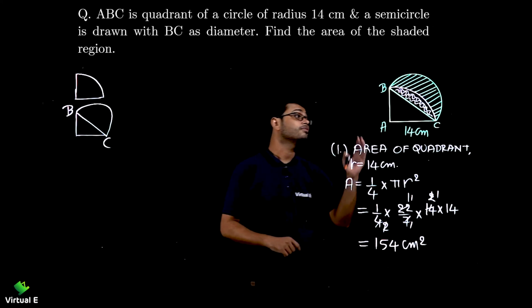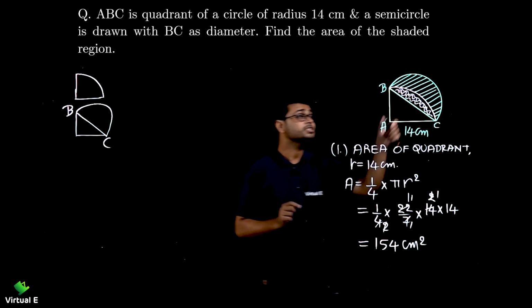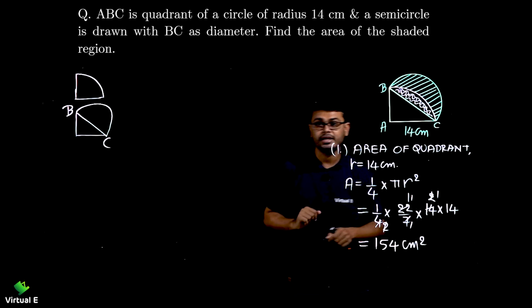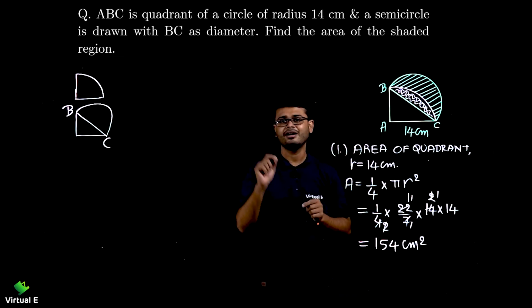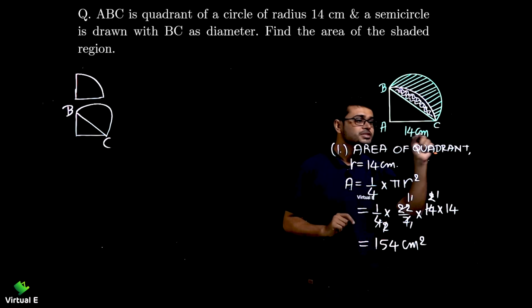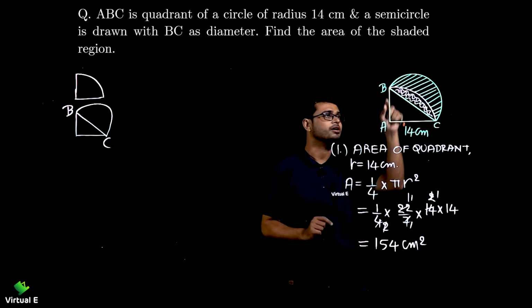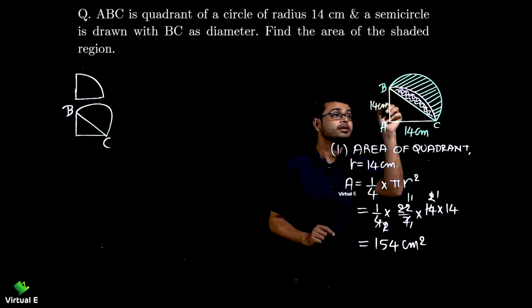Next, I want to find the area of this triangle. I want to remove this triangle from the quadrant, right? So for that I need to have the area. So to find the area of the triangle, very simple formula, half into base into height. So base is 14 centimeter and guess what? Height is also 14 centimeter because it is a quadrant. So 14 centimeter it is.